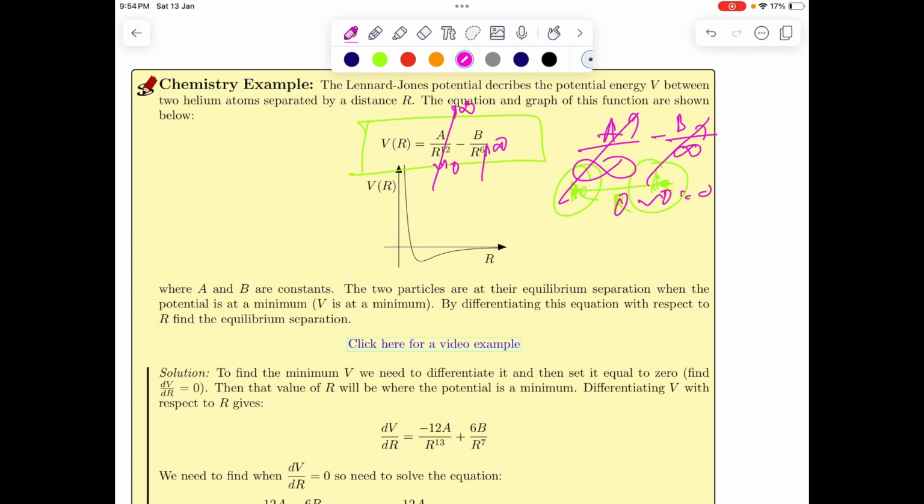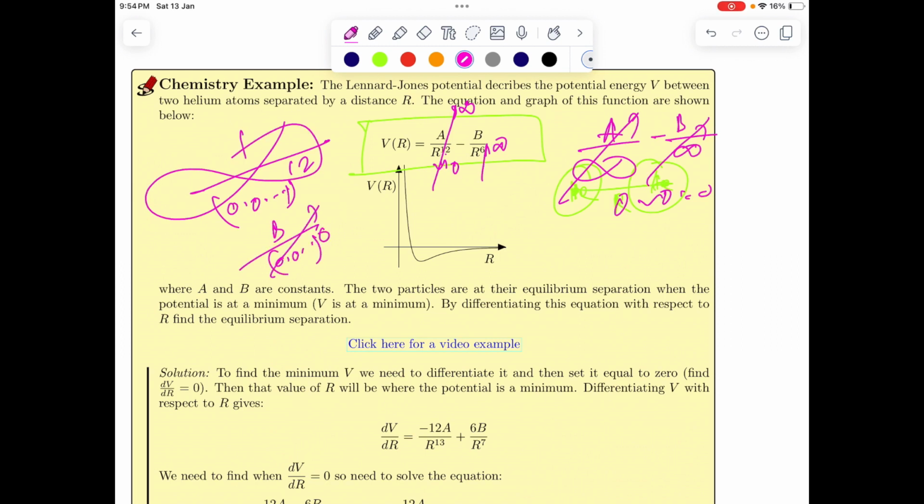When r is too small, like the distance between them is very small, tending to 0, this will blast. This will also blast, right? But since r to the power 12 will blast more, because 0.00001 to the power 12 in the denominator will make this bigger, going to infinity, and B by 0.0001 to the power 6 will be a little bit smaller, in this tug of war this will win. So overall the expression at 0 is going to infinity.